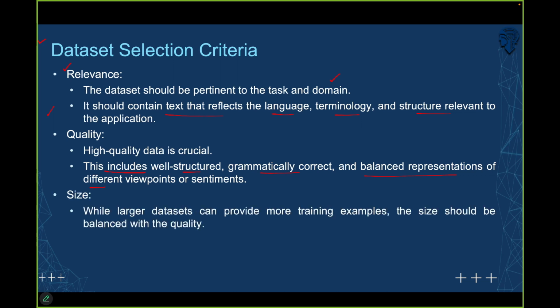Size. While larger data sets can provide more training examples, the size should be balanced with the quality. In order to get huge data, you may lose the quality, so don't compromise on the quality.